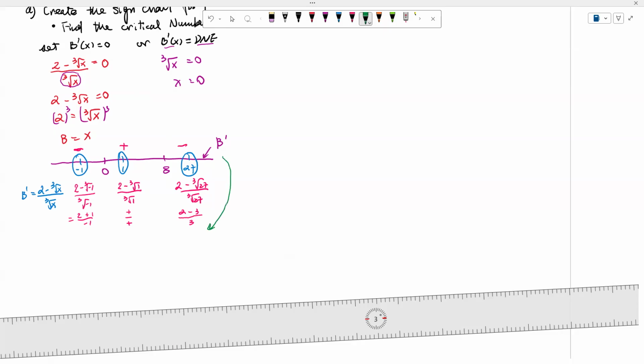And now we would like to change from b prime to b. So we have 0 and 8. Negative b prime means b is decreasing. Positive b prime means b is increasing. And now we will have, from decreasing to increasing is a minimum. Increasing to decreasing is a maximum.